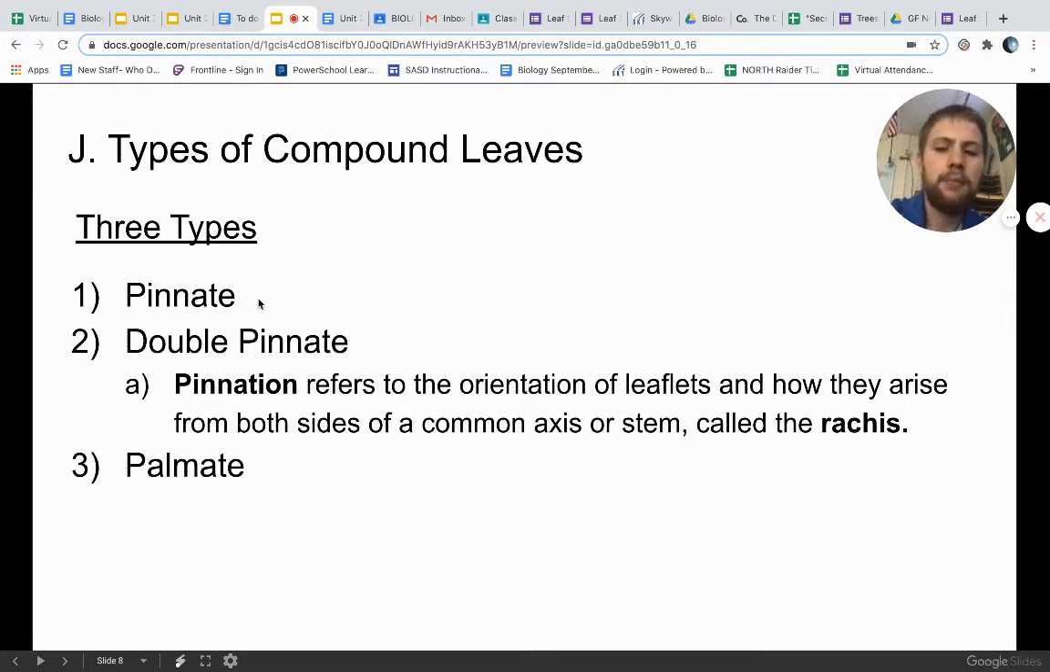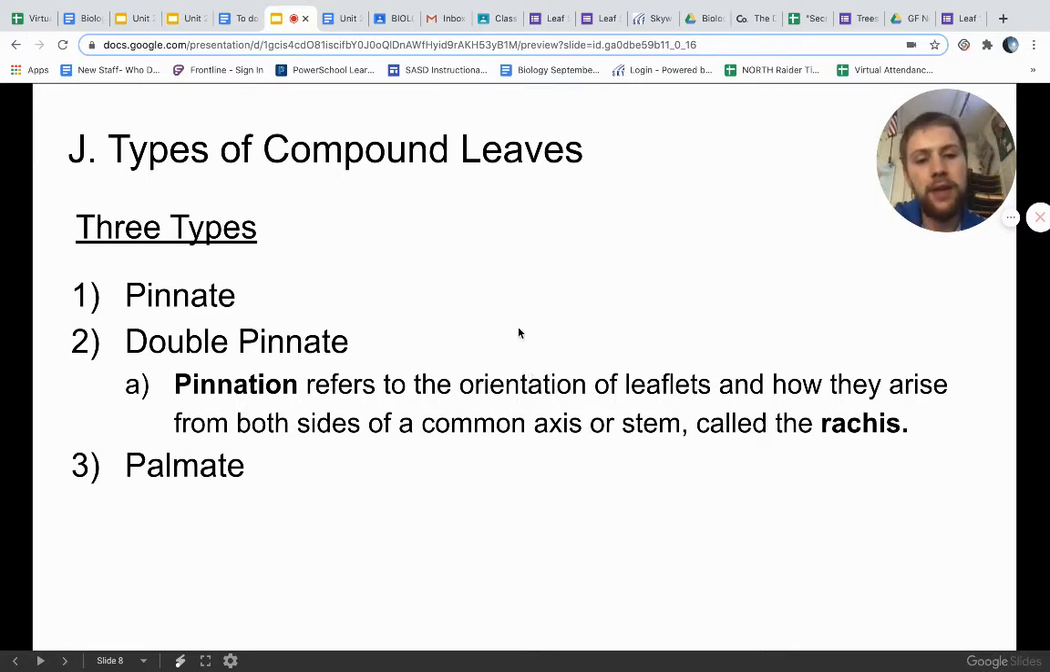Three types: pinnate, double pinnate, and palmate. Now, regarding these top two, pinnation refers to the orientation of leaflets and how they arise from the rachis, essentially. This will make more sense as we go forward. The leaflets can be alternate. They can be interspersed unevenly, not directly across from one another. They can be completely across from one another and symmetrical, or they can be asymmetrical.